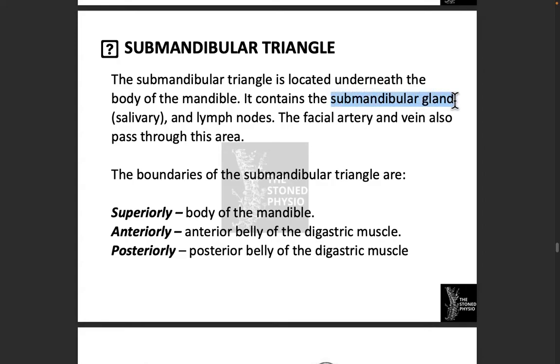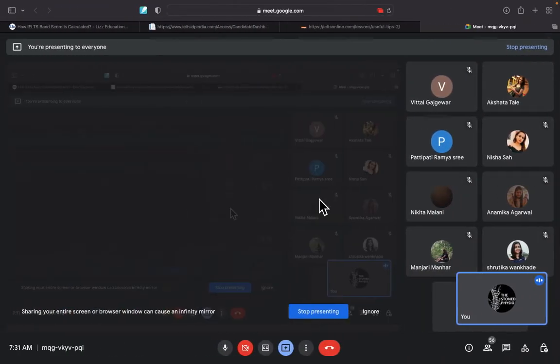Can anyone tell me the name of all three salivary glands? There are three salivary glands. Parotid, submaxillary and submandibular, these three. They are supposed to secrete, what do they secrete? Saliva, that is called salivary amylase.